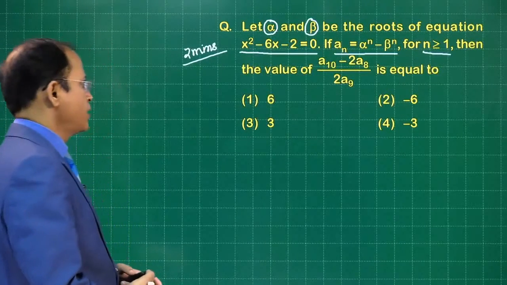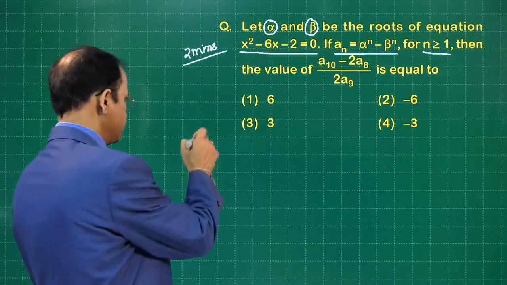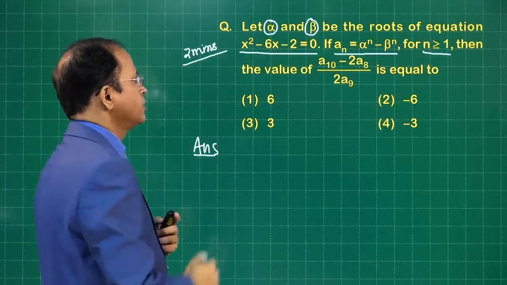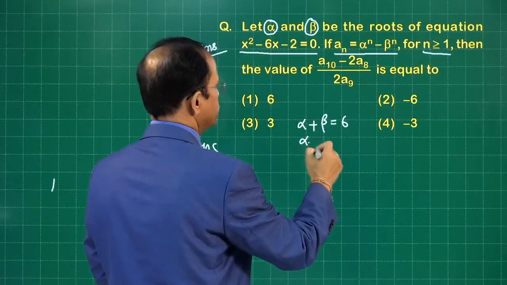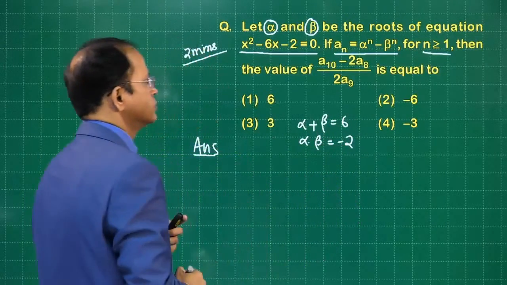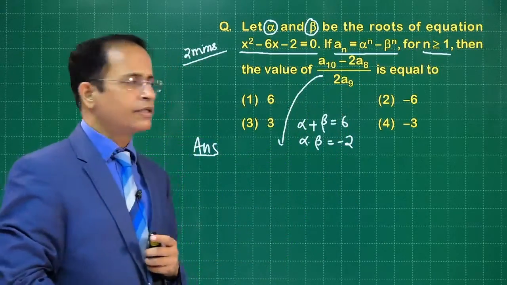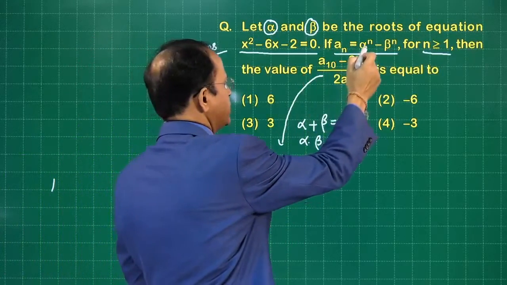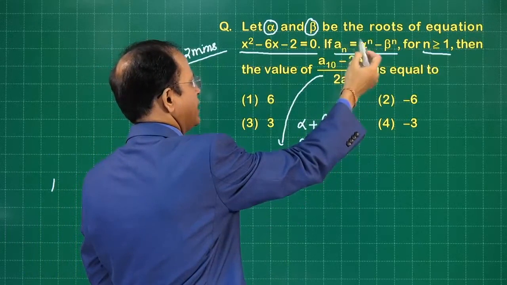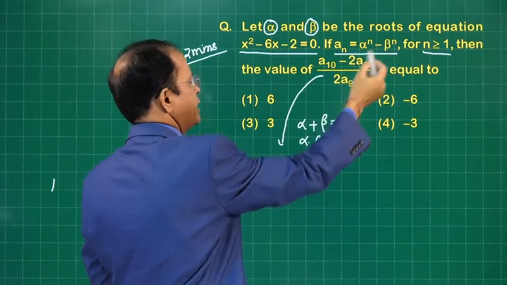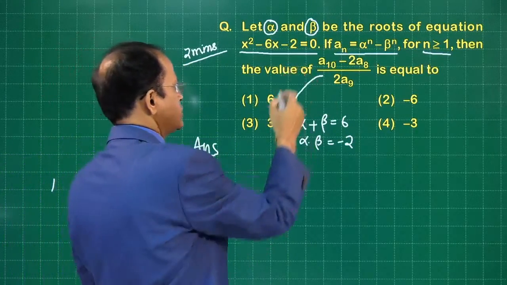Let's go about this problem. You have been given alpha plus beta to be 6, alpha into beta to be minus 2, and we have to find this value. a_n is given as alpha^n minus beta^n. So a10 can be written as alpha^10 minus beta^10, and a8 can be written as alpha raised to the power 8 minus beta raised to the power 8. Got it? So we can just substitute the values.